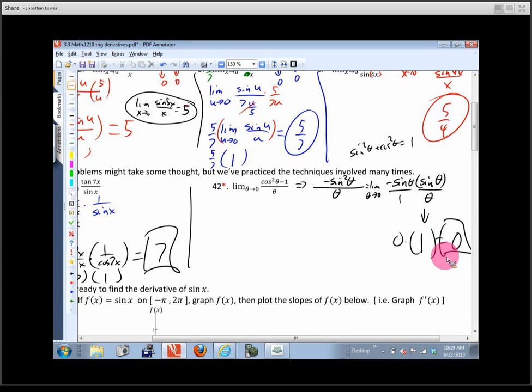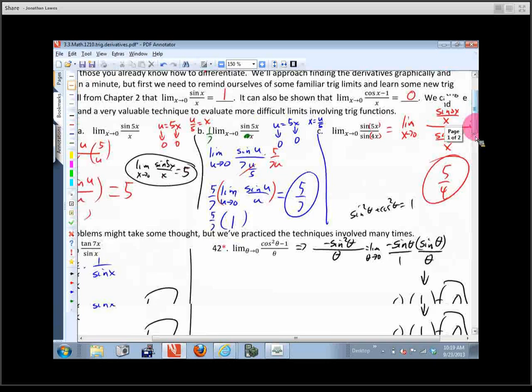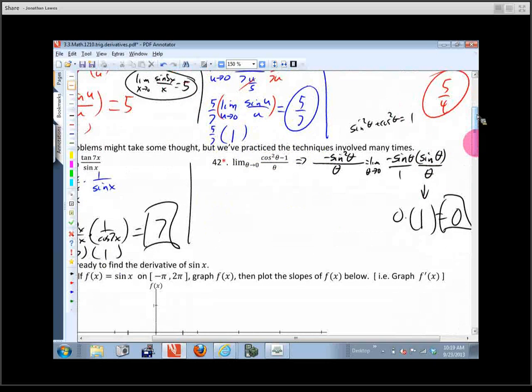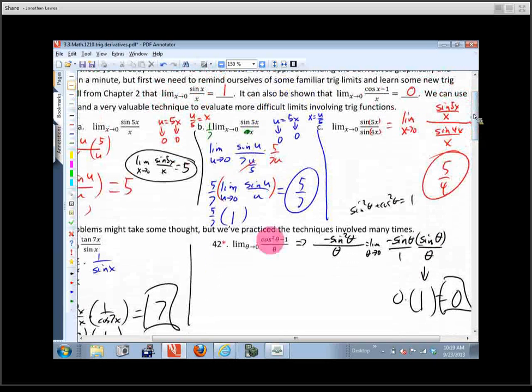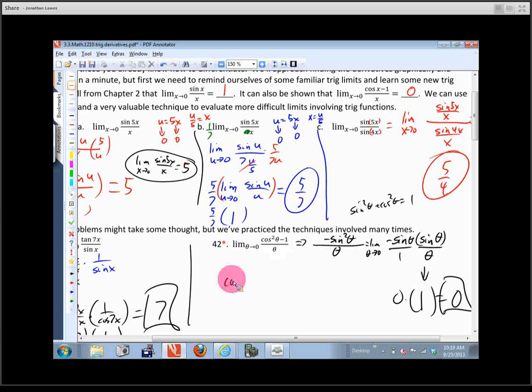Any questions there? We could also do this. This is just a nifty trick, utilizing this limit right here. And this comes up quite often. Whenever you see something that looks like it might be a perfect square minus a perfect square, you can factor it into its conjugates. So this would be the cosine of theta minus 1, times the cosine of theta plus 1, and then the denominator is theta.